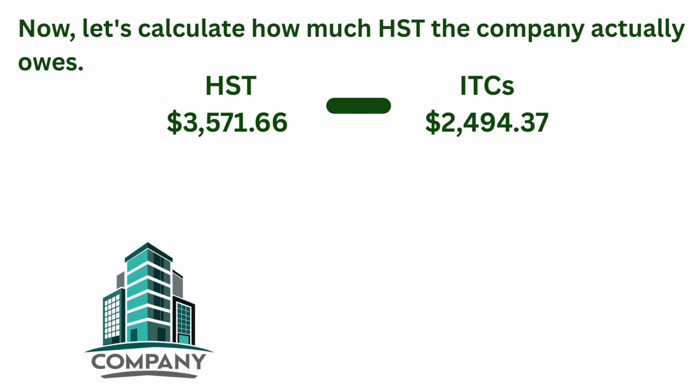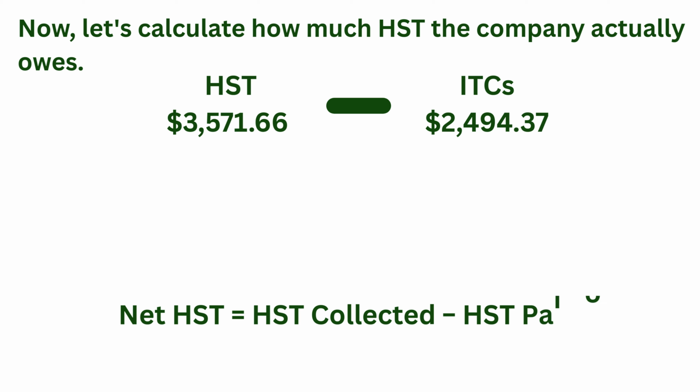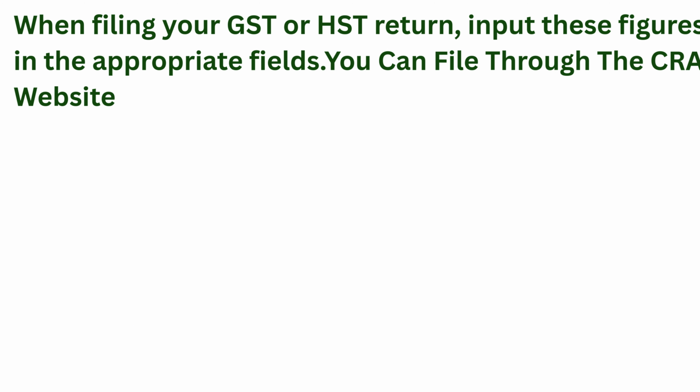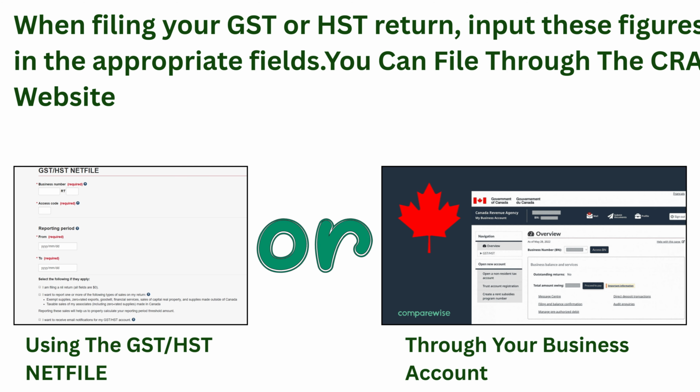And that's it. The company will remit $1,077.28 to the CRA, which is the net difference between the HST they collected and the HST they paid on business expenses. When filing your GST or HST return, input these figures in the appropriate fields. You can file through the CRA website using the GST/HST NETFILE option or through your business account.